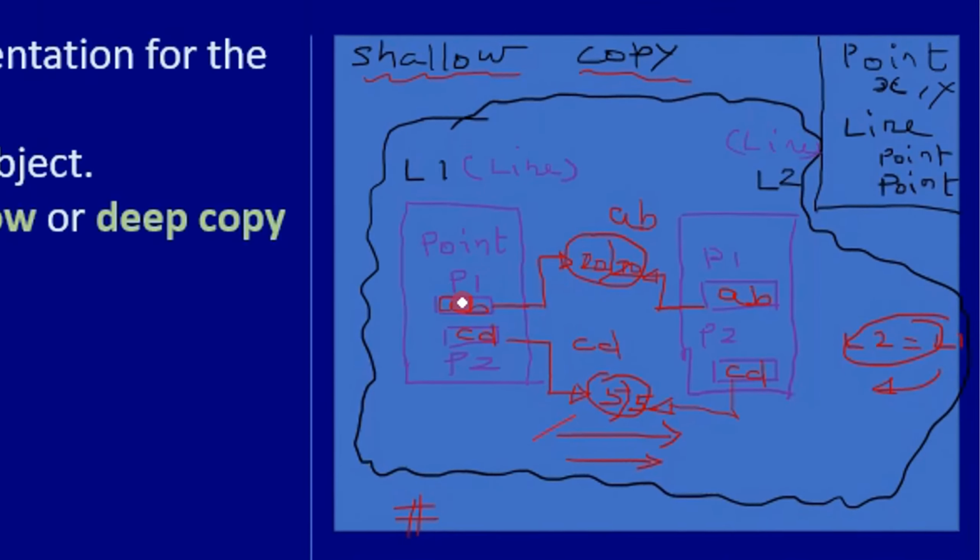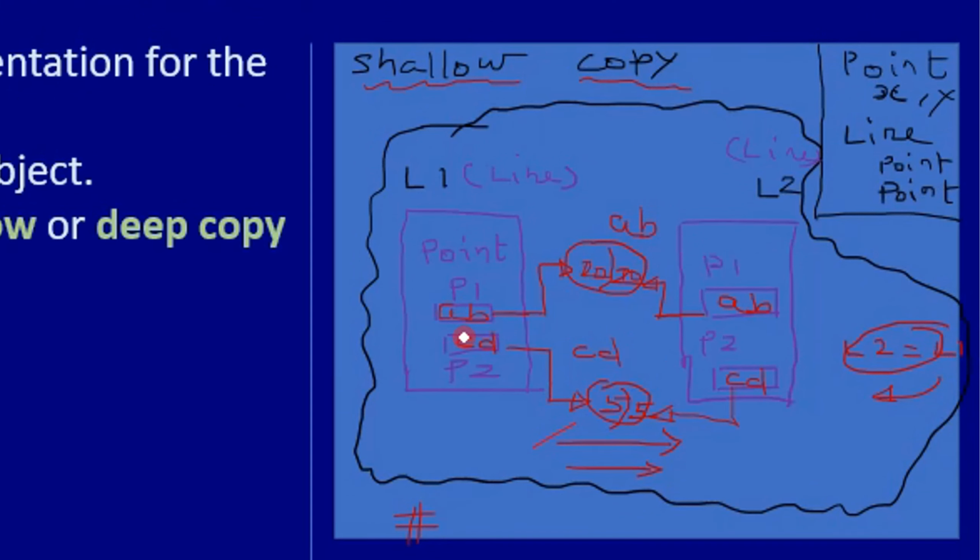So in shallow copy you saw that the content is copied, the address is copied directly. AB is copied here, CD is copied here. That's the default behavior, which we will discuss later. Shallow copy means you copy the bit pattern from P1 to the other object's P1, that is, from the source object member to the destination object member, you just copy the bit pattern. Once you copy the bit pattern, both end up pointing to the same heap location.